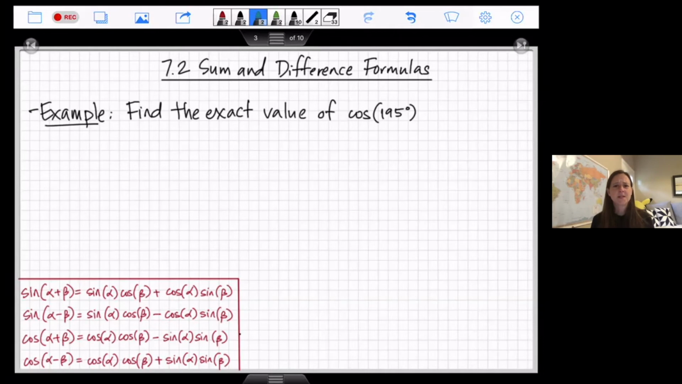Most of the useful things that we can do with these sum and difference formulas are not things that we're ready to do quite yet at this point in a pre-calculus class.